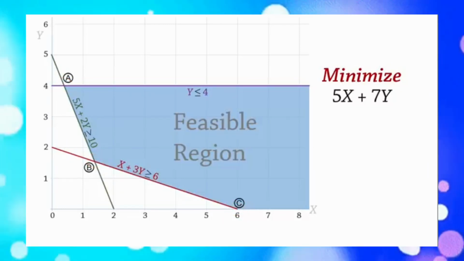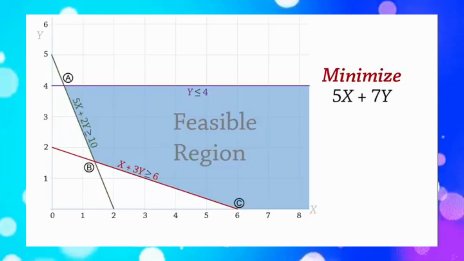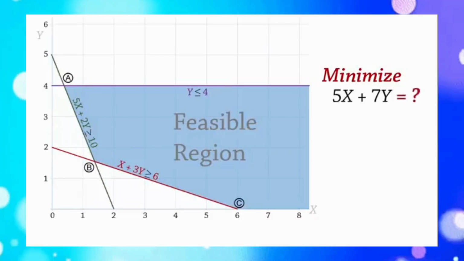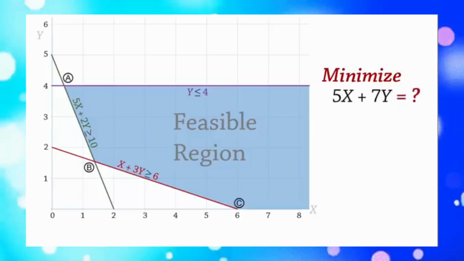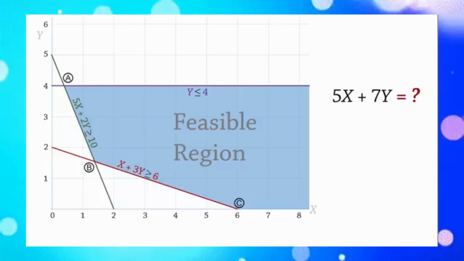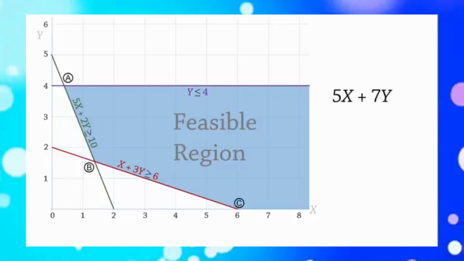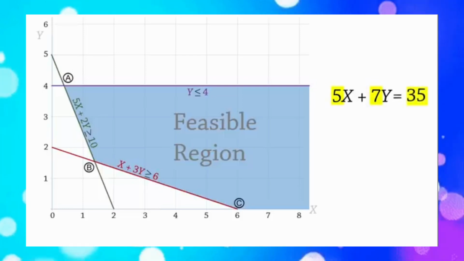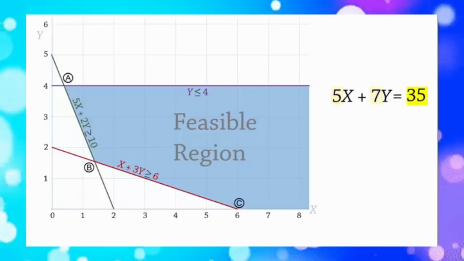Instead of testing every single point, we will use the objective function line approach. We begin by setting the objective function to any number of our choice. To make the process easy, we can simply multiply the coefficients of x and y. In this example, we have 5 times 7, which equals 35. 35 seems to be appropriate for this problem.